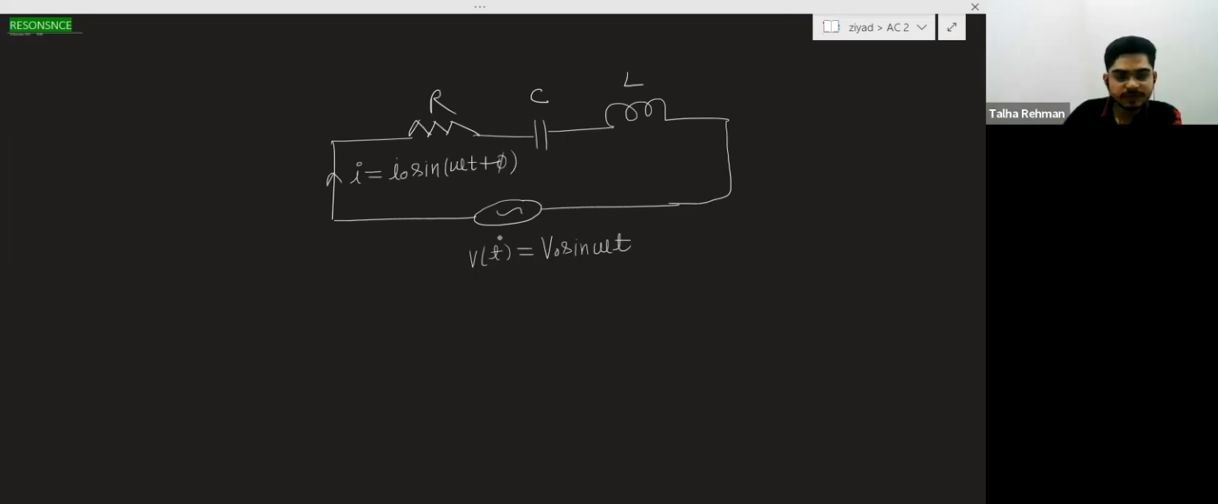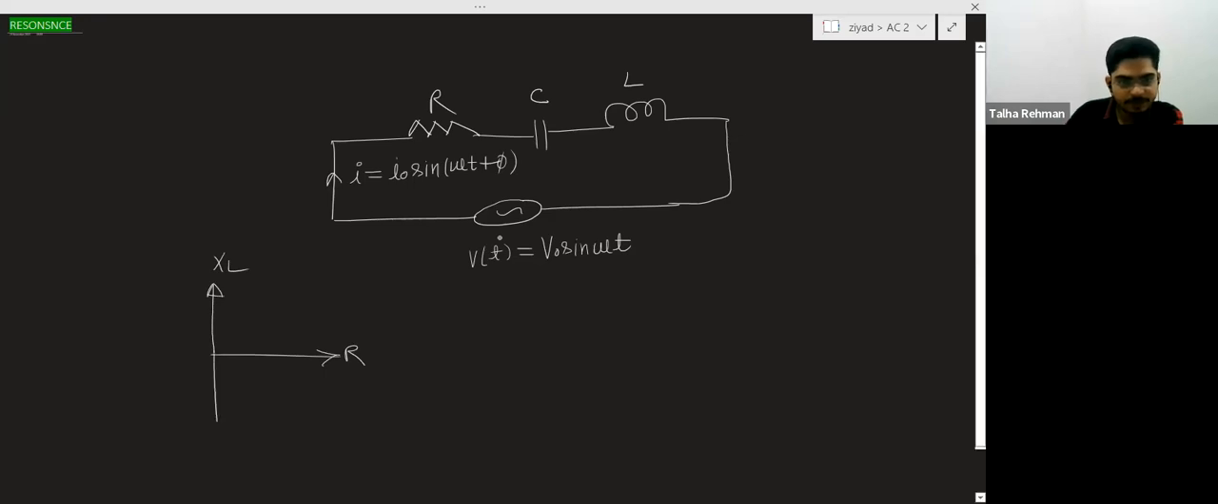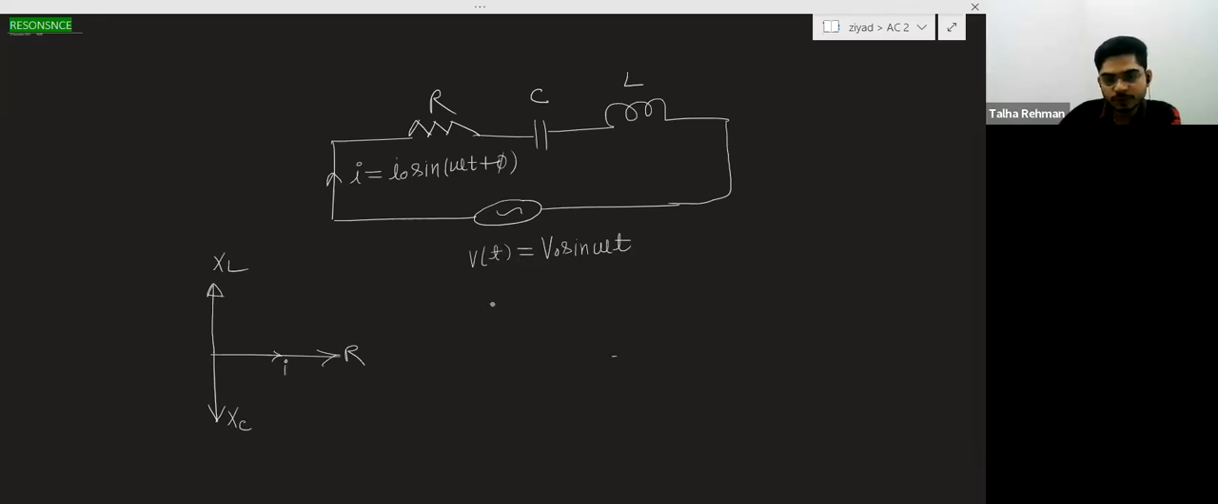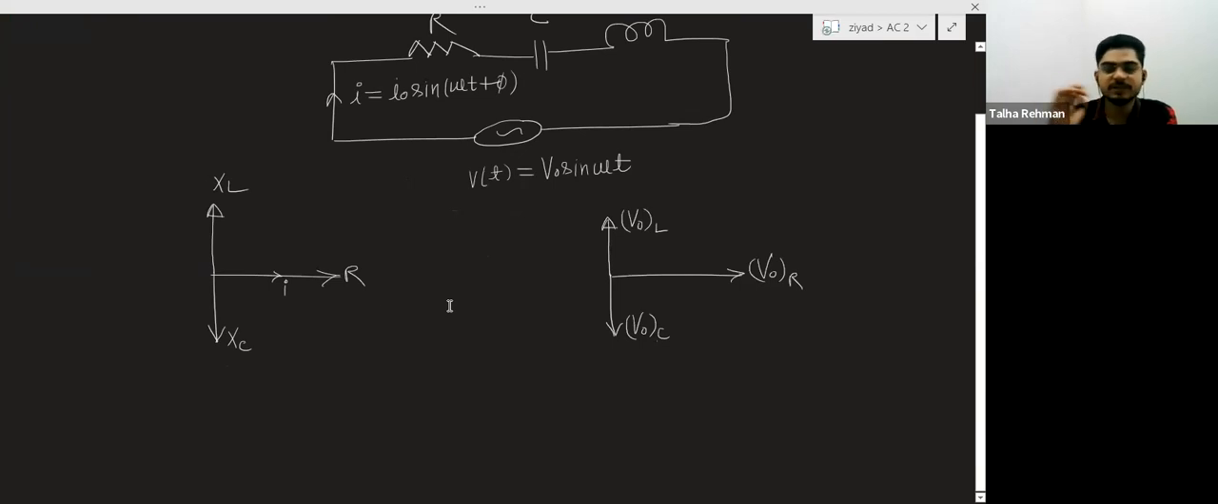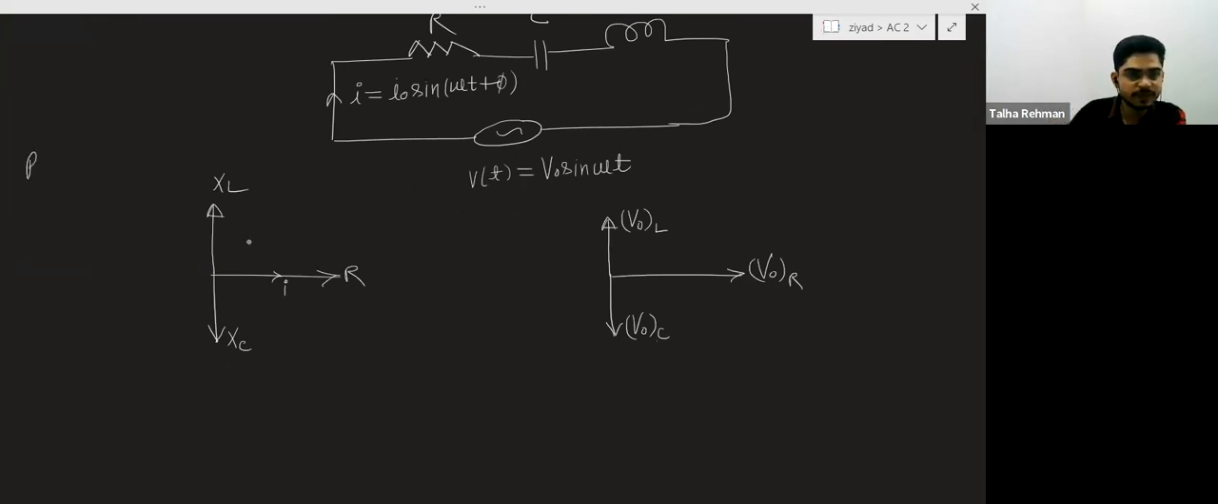We have discussed earlier how to draw the phasor diagram. Resistance will be in this direction, and here will be your XL and here will be your XC, because this is your current. Current will be in this direction. In terms of voltage, if you want to draw, then it will be the peak voltage across the resistance, here the peak voltage across the inductor, and here the peak voltage across the capacitor. Basically, this is the phasor diagram.